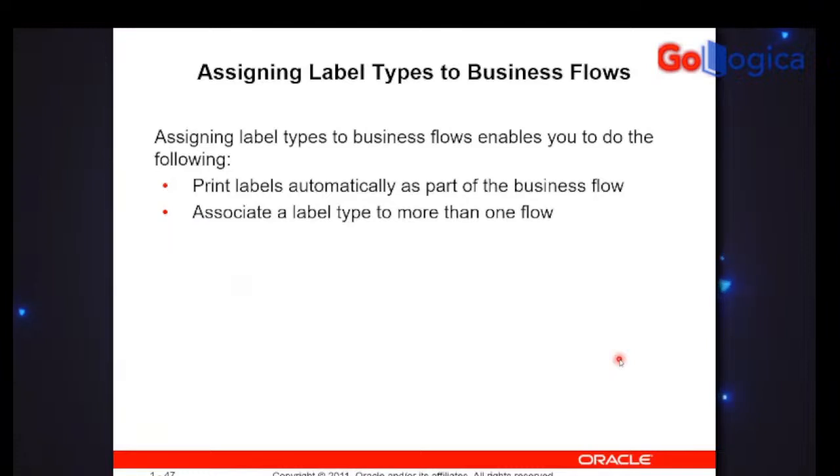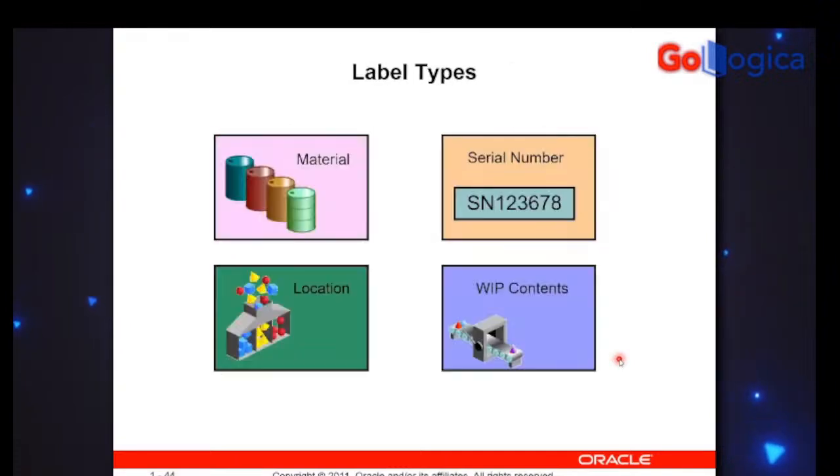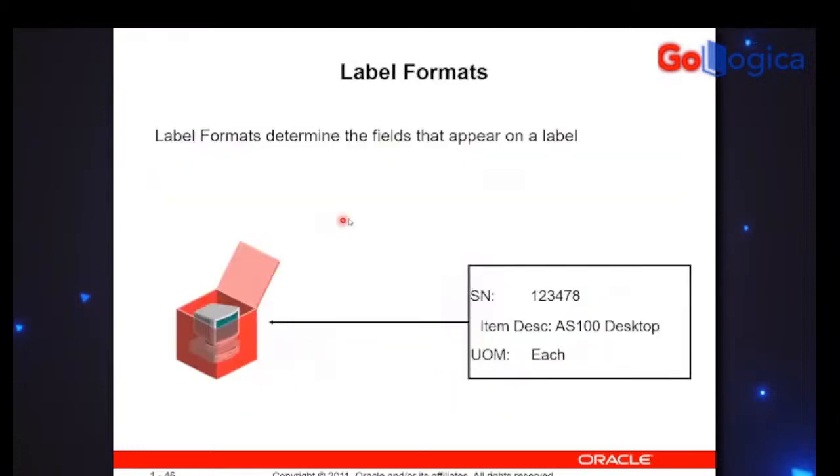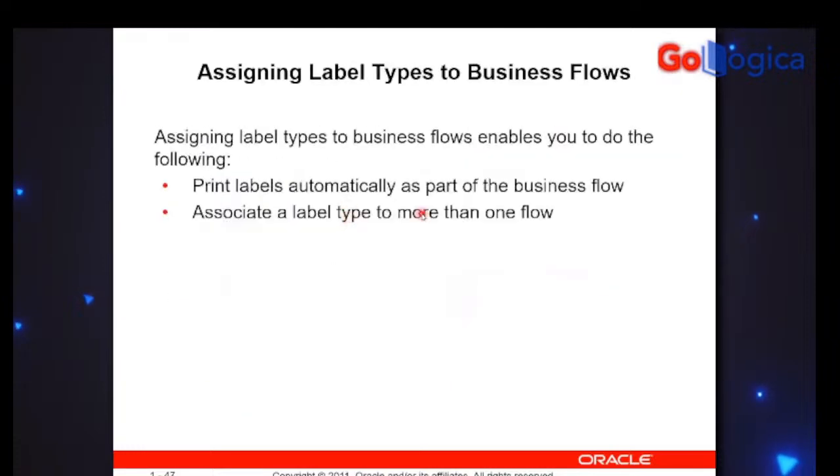The second setup is assigning the label type to business flows, which I keep mentioning. For example, you assign this material label type against a business flow, let us say your PO receipt. Whenever you do a PO receipt, this material label type will get triggered, and in that material type you can have the selected fields you want, against which all the details will be populated, and you can design the barcodes.